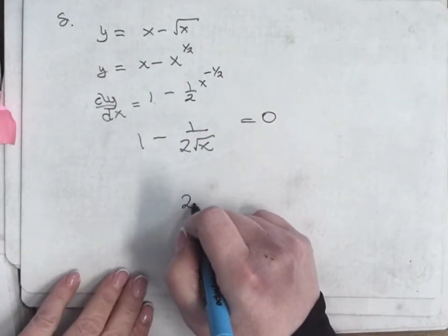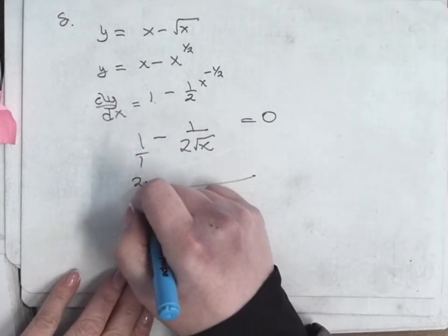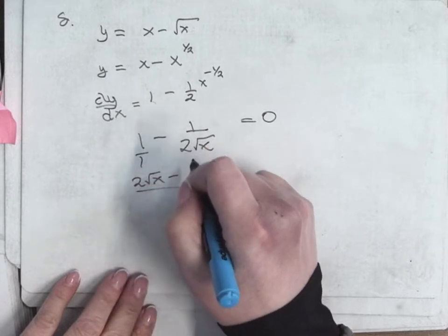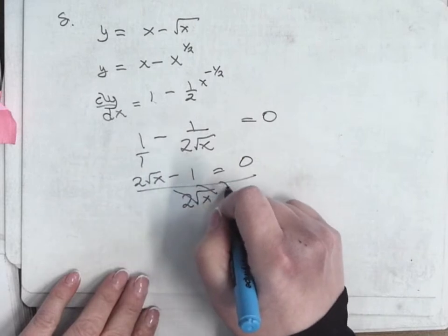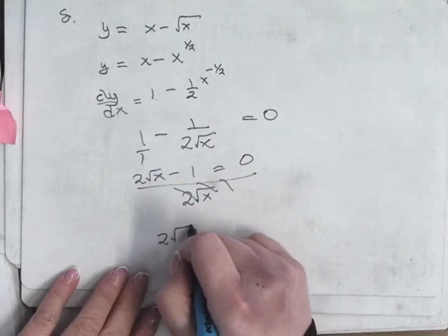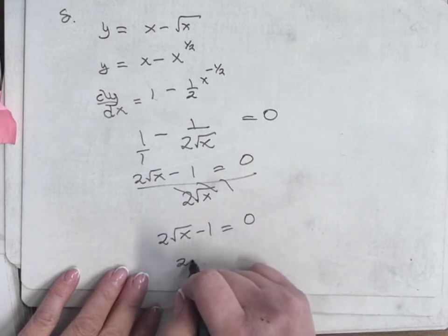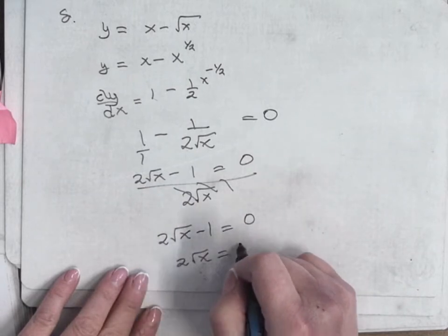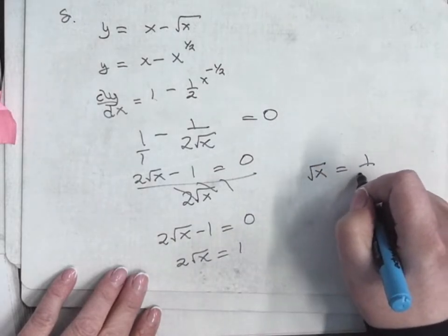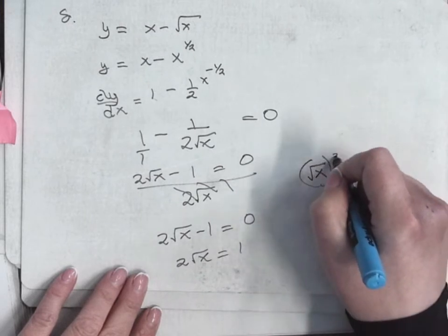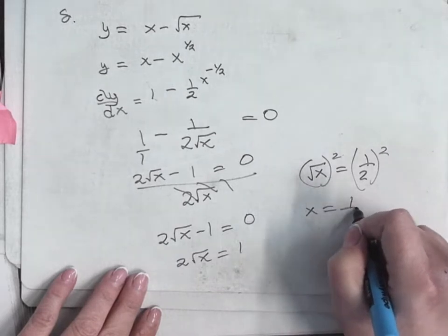Going to get a common denominator, is 2 root x. So that's 1 into that goes 2 root x times by that, minus 2 root x into that goes 1, so 1 times 1 is 1 equals 0. I can drop the common denominator, so I'll get 2 root x minus 1 equals 0. So that means 2 root x equals 1. So that means the square root of x equals a half. And then if you square both sides, you'll end up with x is equal to a quarter.